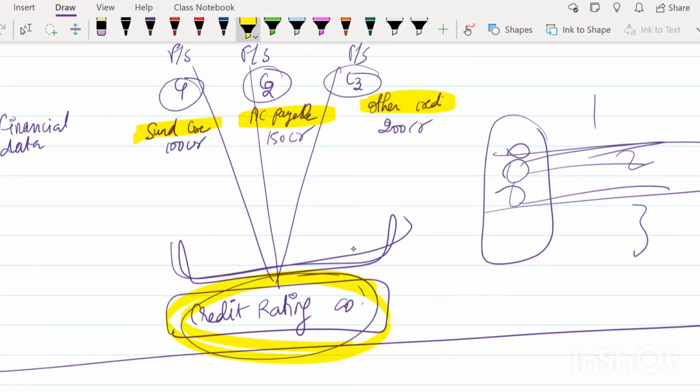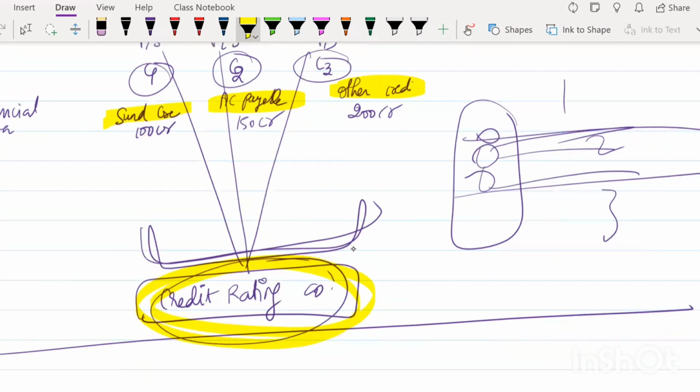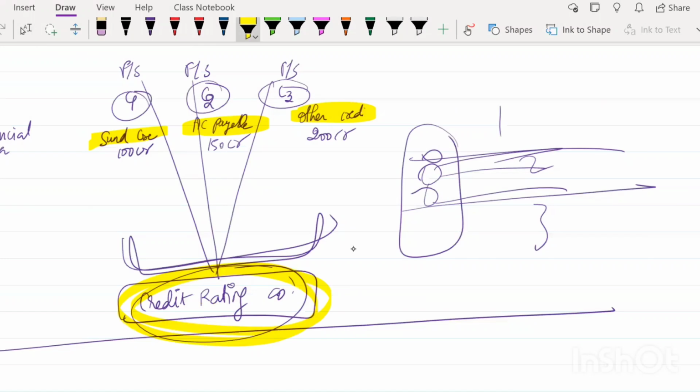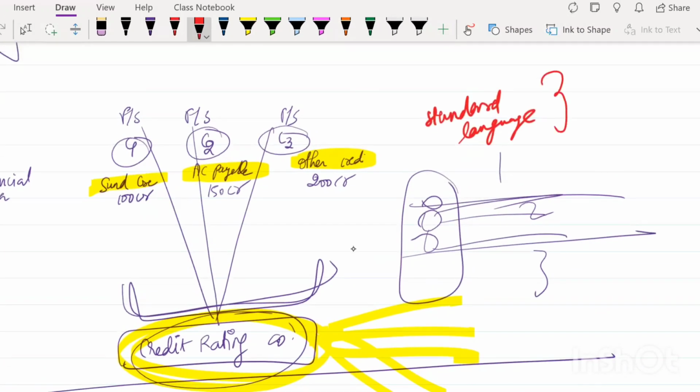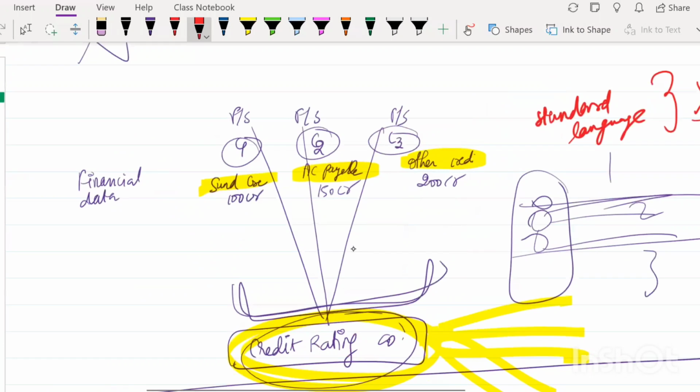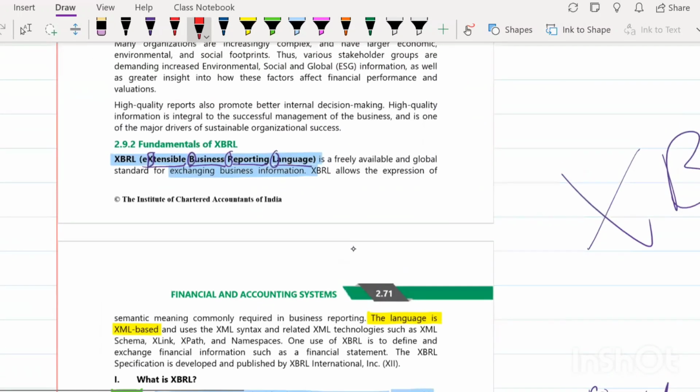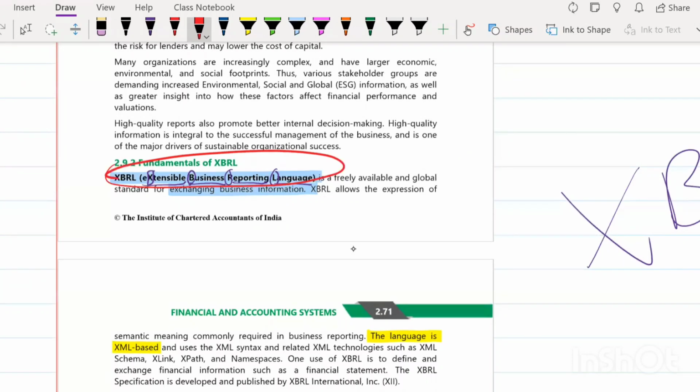Now when the credit rating company collects all this information and tries to compare and give a rank, it will be very difficult, because we are taking an example of 3 companies, but there might be lakhs and lakhs of companies to compare with. So they came up with the idea of bringing a common, standard language that all companies all over the world have to use. This common language is what is known as XBRL, Extensible Business Reporting Language.